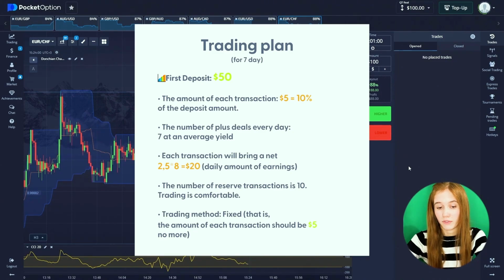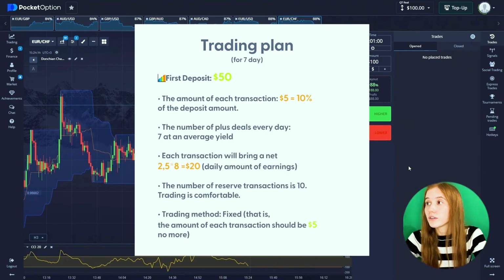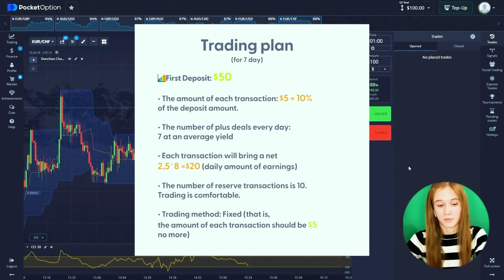Let's say you have a budget of $50, like most beginners come in with. The more money you invest, the more profit you can get. Every day you can trade with this plan. It's for 7 days, as I said before.